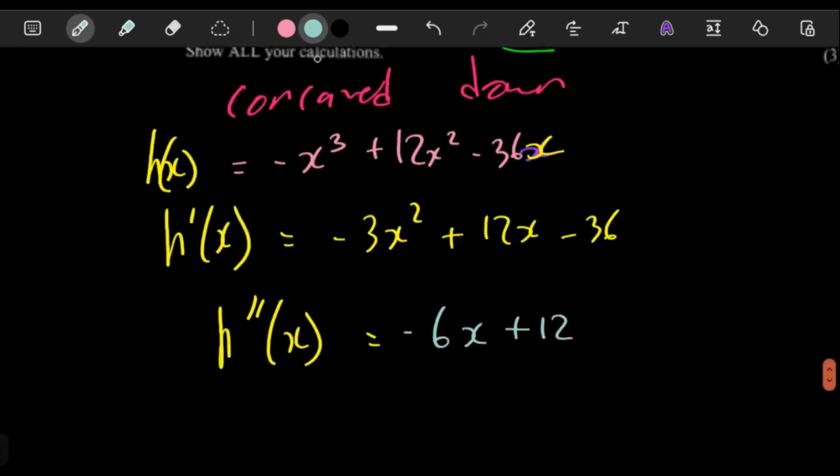Why am I even rushing? It's supposed to be 24 here. Come on. Come on. 24.